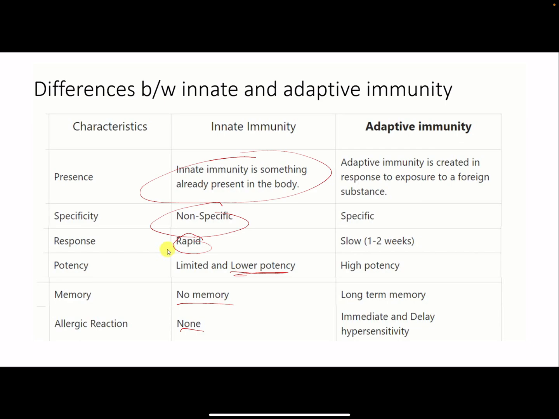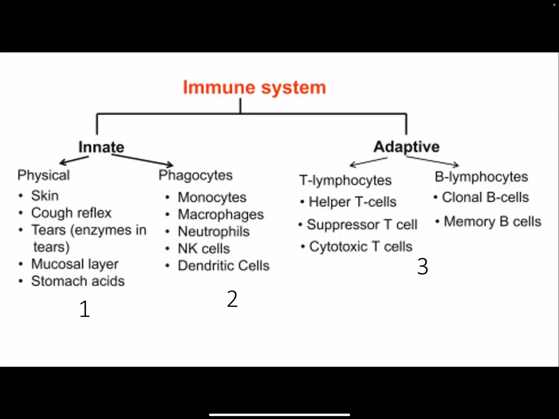On the other hand, the adaptive is going to be specifically catered towards one particular organism, one particular pathogen. So it's specific. That makes it a high potency, but it takes a little bit longer to develop. Hypersensitivities and allergies are going to be adaptive, and there is a memory for the adaptive, not the innate.